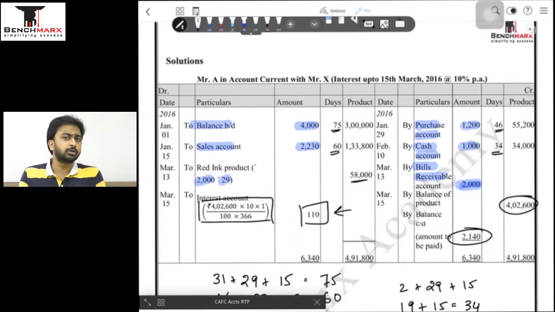Note that the product column will have no entry in the books of accounts. Product column is only done to compute the interest component. It is this amount for which interest is going to be posted in the books of accounts.